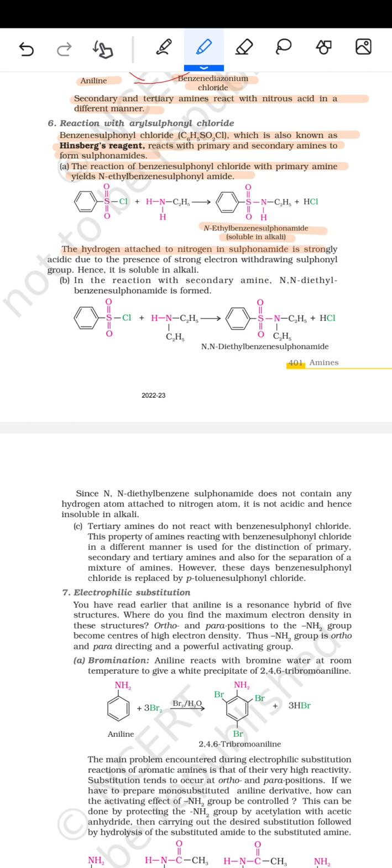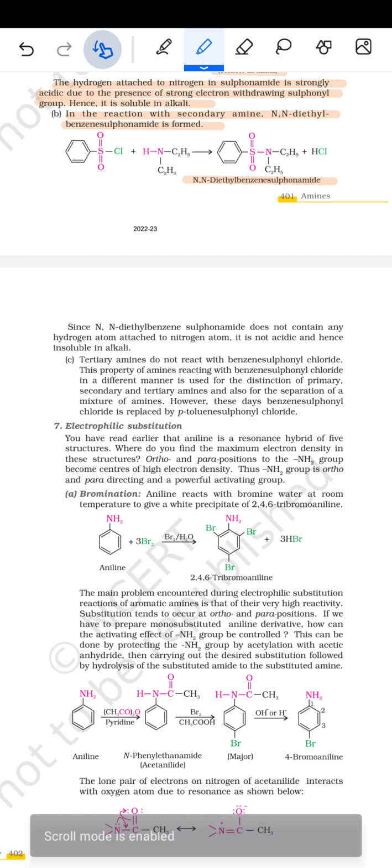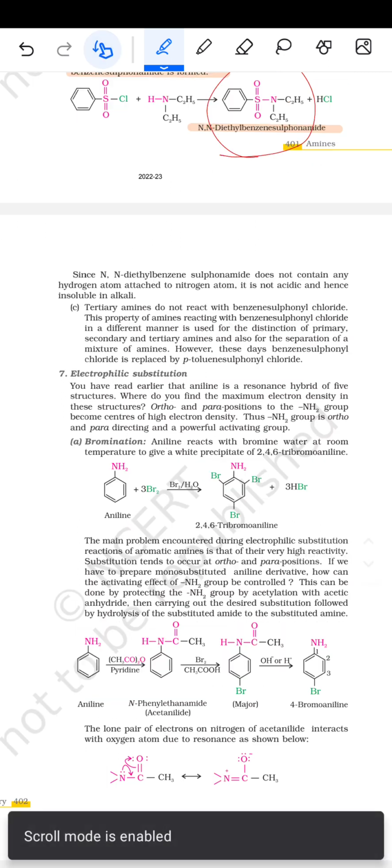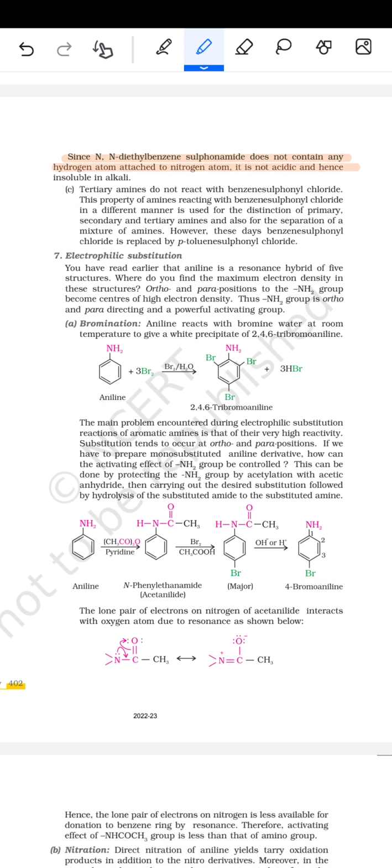The hydrogen attached to the nitrogen in the sulfonamide is strongly acidic due to the presence of the strong electron withdrawing sulfonyl group, hence it is soluble in the alkali. In the reaction with the secondary amine, N,N-diethyl benzene sulfonamide is formed. तो इसमें बन जाता है कि N,N डाई इथाइल बेंजीन सल्फोनामाइड बन जाता है जिसका स्ट्रक्चर जो है कुछ इस प्रकार का है. इसके बाद फिर आता है since the N,N-diethyl benzene sulfonamide does not contain any hydrogen atom attached to the nitrogen atom, it is not acidic and hence insoluble in the alkali.